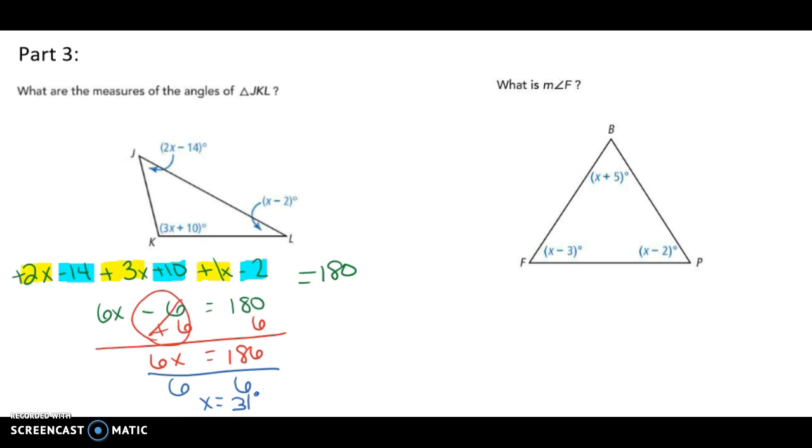31 degrees. Okay, so when we go back up and we read the question again, we notice that they don't care what x equals.